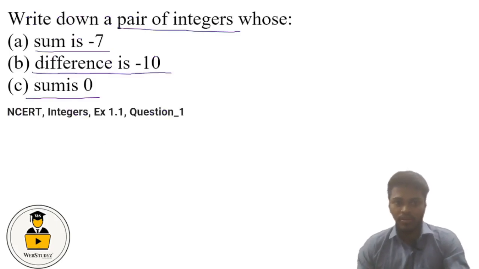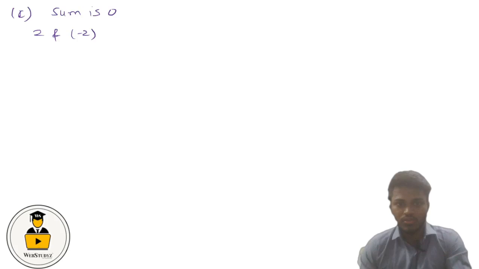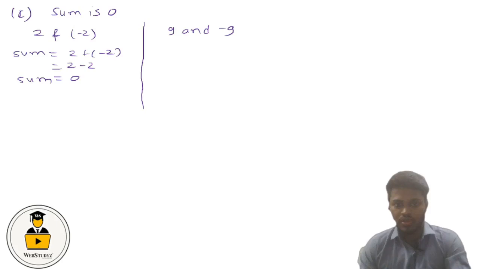Now we want a pair of integers for which the sum is 0. So we can consider two integers, 2 and minus 2, and the second one is 9 and minus 9. Let us try to find their sum. It will be 2 plus minus 2, which is nothing but 2 minus 2, which will give the sum as 0. Similarly, 9 plus minus of 9 will give us 9 minus 9. So the sum comes out to be 0.